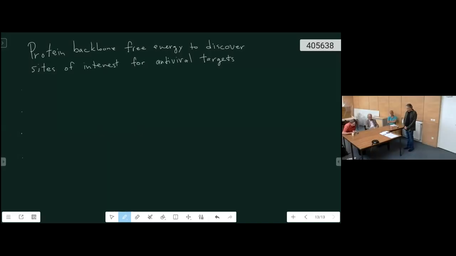So it's our great pleasure to have Robert Penner from the IHES, and he will talk about how to apply geometry tools to study viruses. And more precisely, the title of his talk is Protein Backbone Free Energy to Discover Sites of Interest for Antiviral Targets. Please go ahead, Bob.